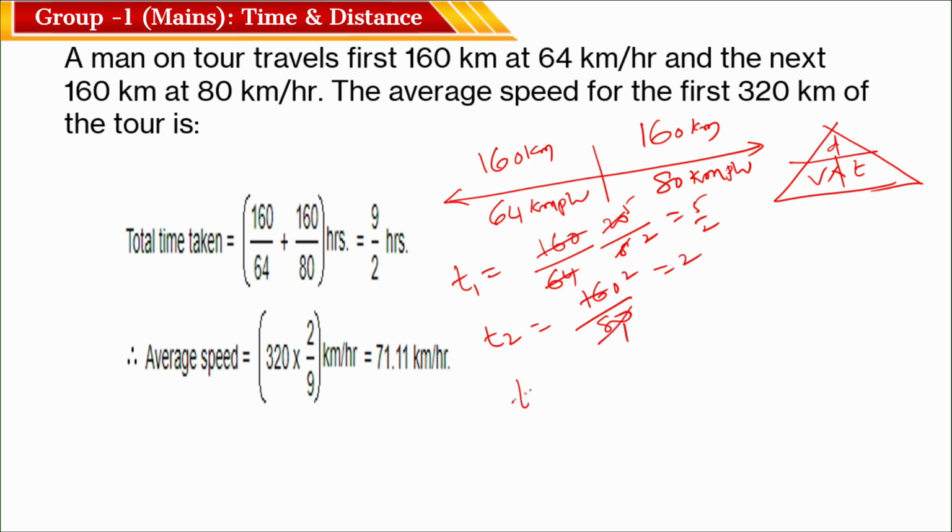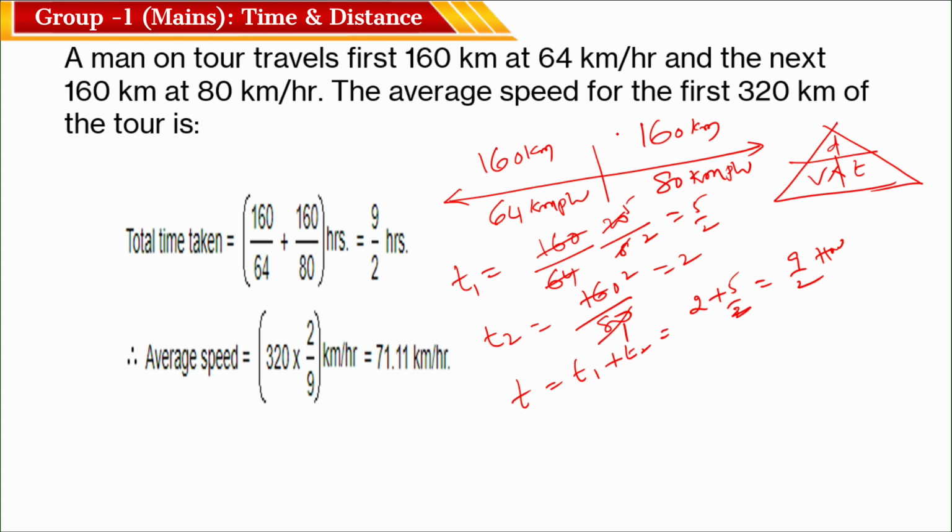So total time T is equal to T1 plus T2. So here 2 plus 5 by 2 means 4 plus 5 is 9. It is 9 by 2 hours, correct? So the time taken to travel 320 kilometers is 9 by 2 hours. This is the time, correct? So you have to find the speed, average speed.